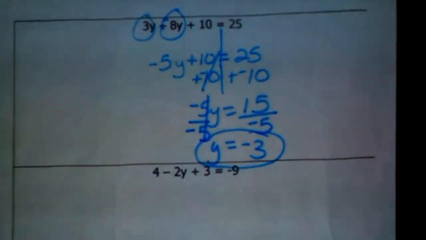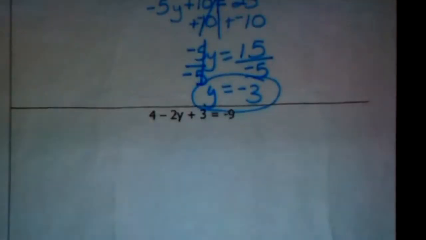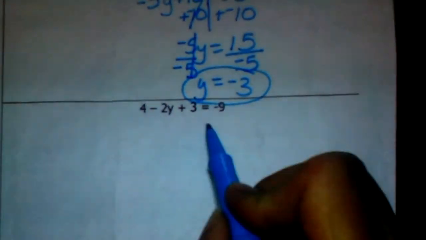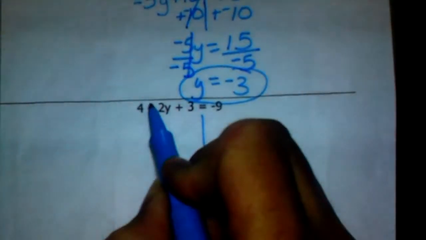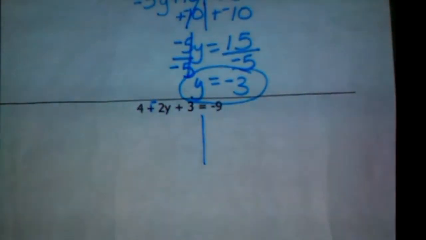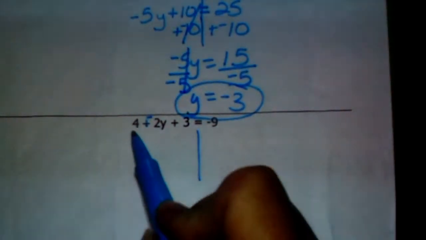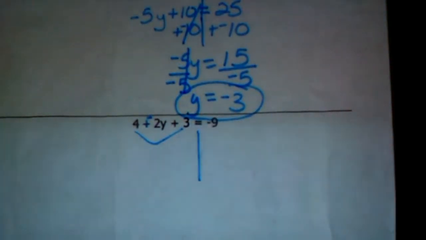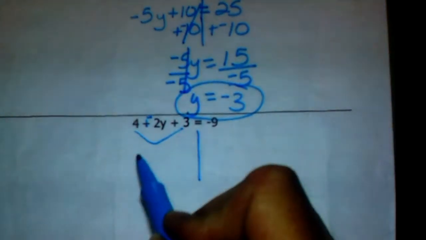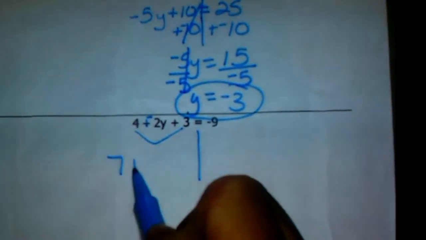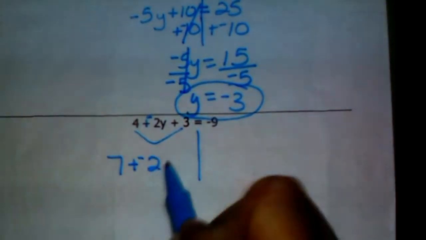Okay. Next one. 4 minus 2y plus 3 equals -9. First I'm going to combine like terms. I do have a pair of like terms. Notice that the 4 and the 3 can be combined into 7.